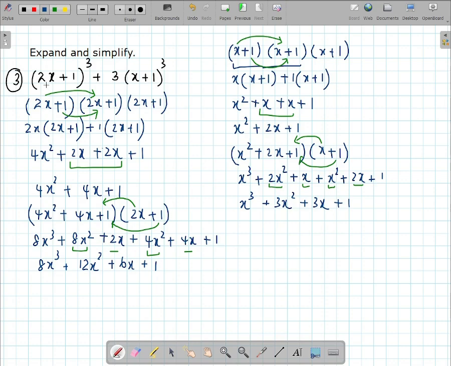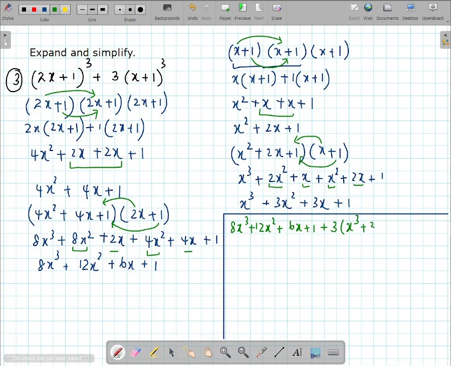Then I have (2x plus 1) to the power 3 expansion here, and (x plus 1) to the power 3 expansion here, and I have to multiply this answer by 3 and add to this one. (2x plus 1) to the power 3 means this answer, 8x to the power 3 plus 12x squared plus 6x plus 1, then plus 3 times this answer, x to the power 3 plus 3x squared plus 3x plus 1.